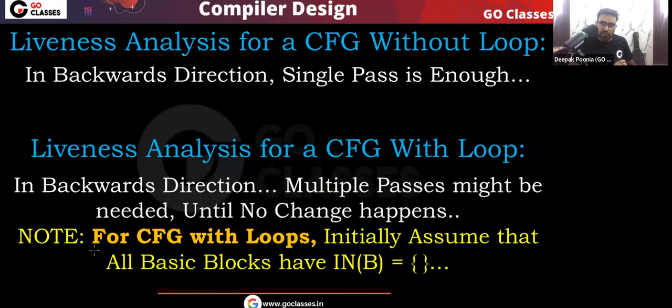Also, I told you that when you have a CFG with loop, the first step is that you initialize, for each basic block, in of basic block equal to the empty set. So this is the initialization. This is the first step when we do the liveness analysis of a CFG with loop. Initialize all the basic blocks to have in of b equal to empty.